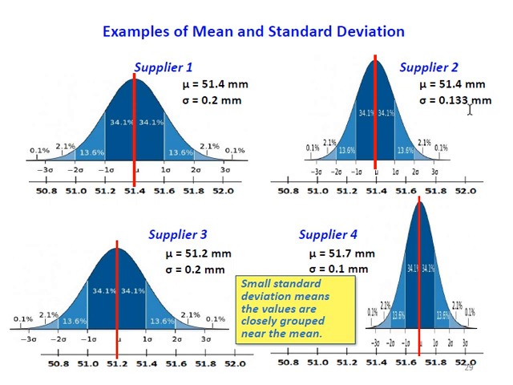The spread is 0.133. Just by looking at the number, you know that this spread is wider than that one, which is tightly grouped right here around the mean. The supplier 3 and 4, 51.2. The mean is 51.7. So we can see the mean shifted from the original 51.4 mean. So 51.4 shifted to that side, 51.7 is shifted this side, 51.2.